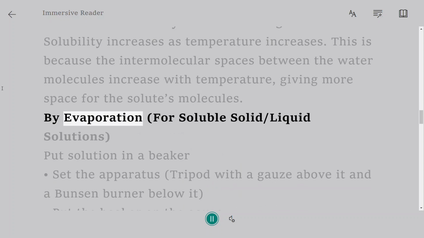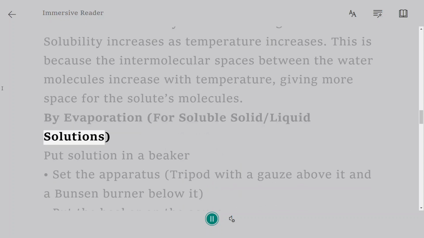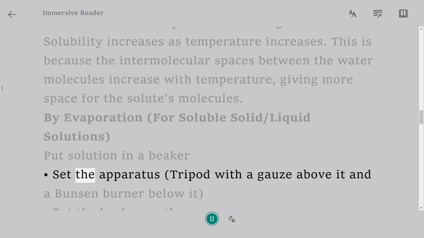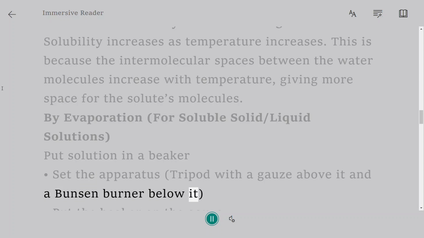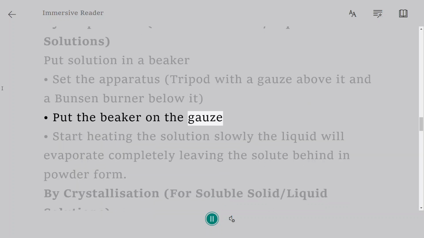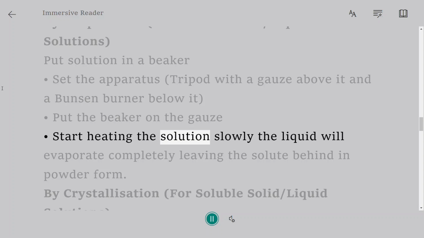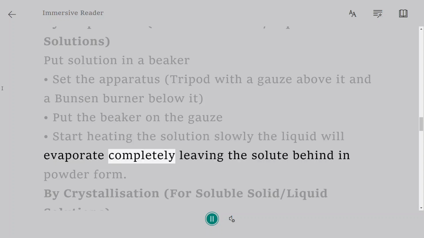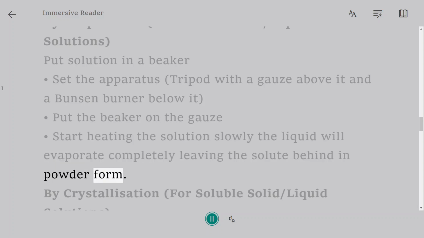By evaporation, for soluble solid/liquid solutions. Put solution in a beaker. Set the apparatus, tripod with a gauze above it and a Bunsen burner below it. Put the beaker on the gauze. Start heating the solution. Slowly the liquid will evaporate completely, leaving the solute behind in powder form.